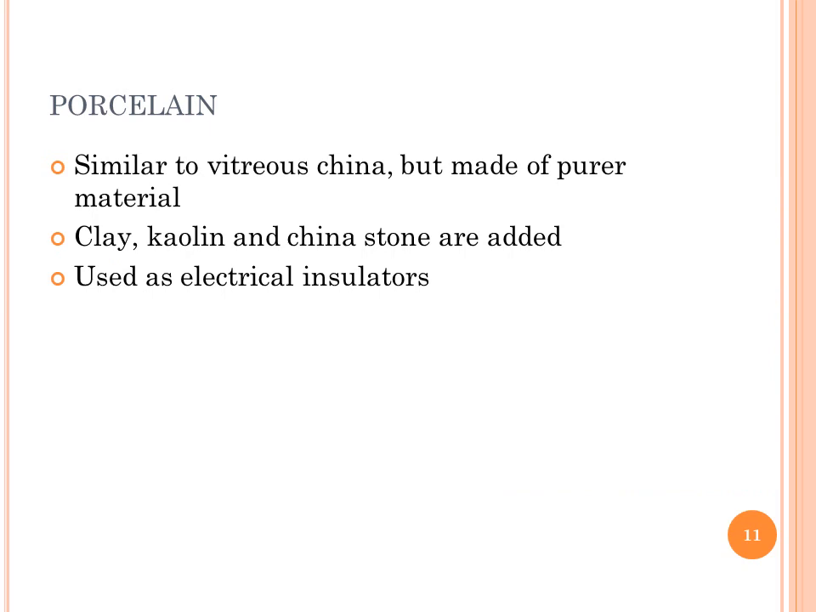Next is porcelain. They are similar to vitreous china, but made of purer material. Clay, kaolin, and china stone are added to it. These are used as electrical insulators.